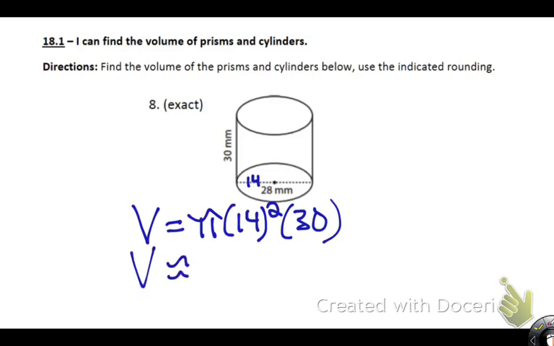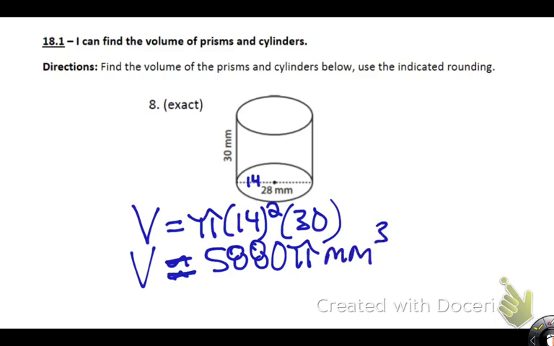So I'm going to get a decimal approximation for this one. So I could multiply the 14 times the 14, so I could do 14 squared times 30, and then I could list it like this. I could say equals 5880, and then I could just leave the pi in there, and that is cubic millimeters.